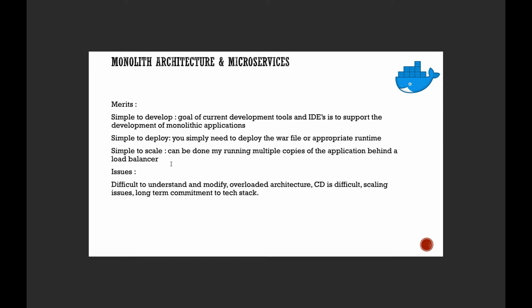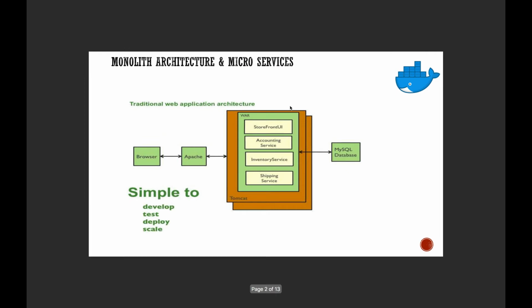It is very simple to scale to a certain extent. It is because this can be done by running multiple copies of the same application behind a load balancer. So here in our case, if we want to scale it, we just need to create one more Tomcat instance with the same war file, and we can have a load balancer which will point to the separate Tomcat instances. Similarly, if we want to scale the Apache server, we can have two Apache servers and one load balancer which is pointing to them.